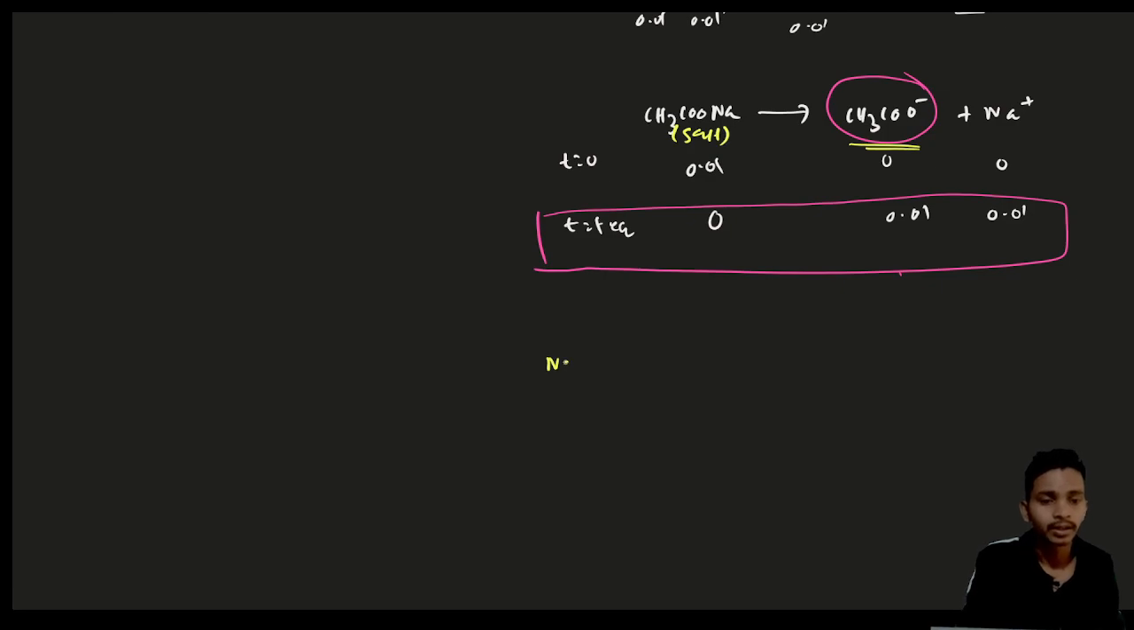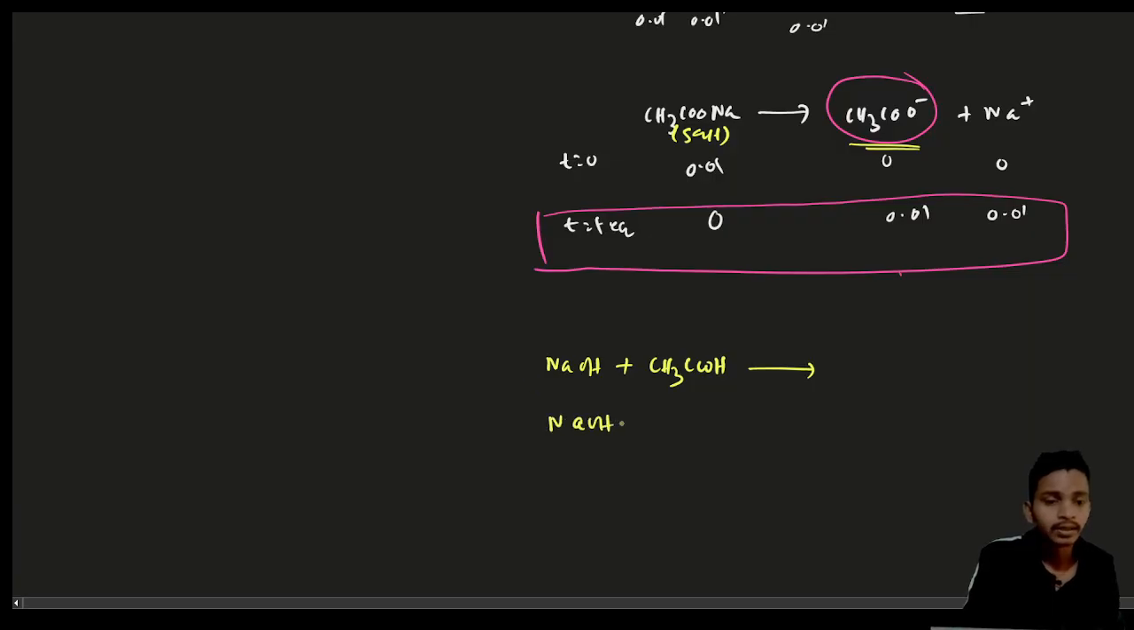Whenever NaOH comes, CH3COOH is not able to dissociate because of the common ion effect. CH3COONa forms, and this makes a problem for dissociation of the acid. But this NaOH will not react with CH3COONa, because this is a salt, this is an acid, and this is a base.